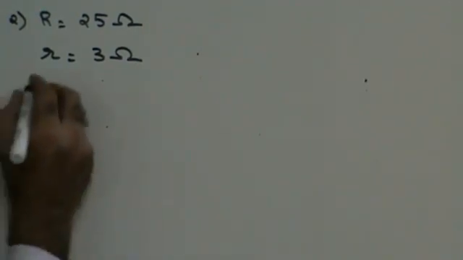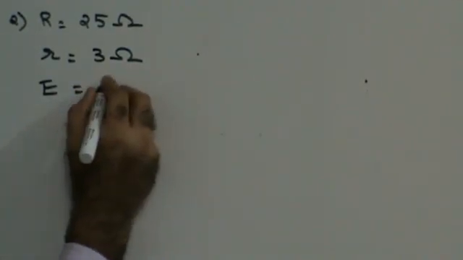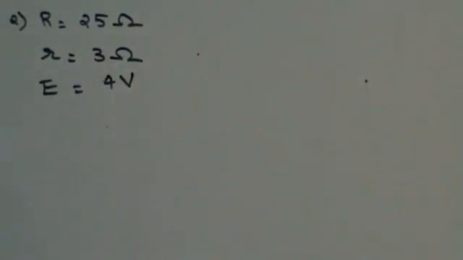Guys, I'll just read the sum once again. A resistor of 25 ohms, I think I didn't dictate this, is connected to a cell of EMF 4 volts and has an internal resistance of 3 ohms. Find the current and terminal potential difference.